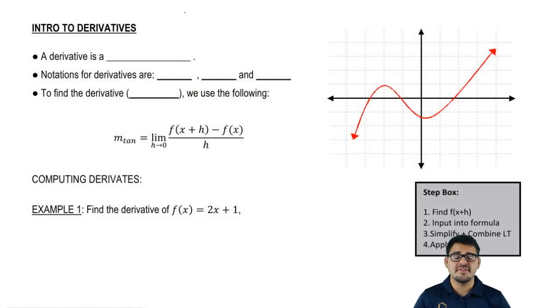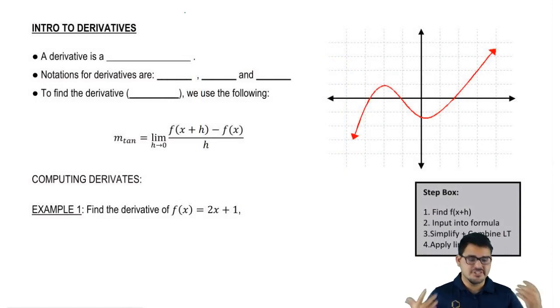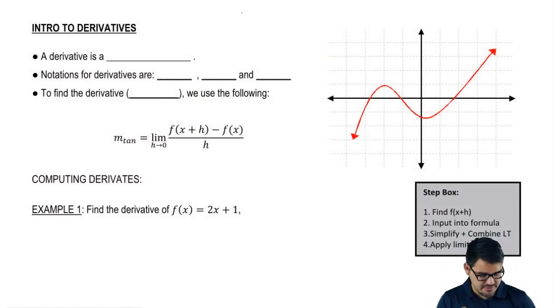So here we have that a derivative is a blank. So in the most basic terms, what is a derivative, right? A derivative is just a slope. So that's exactly what a derivative is, and we're going to write that right in here. A derivative is a slope.